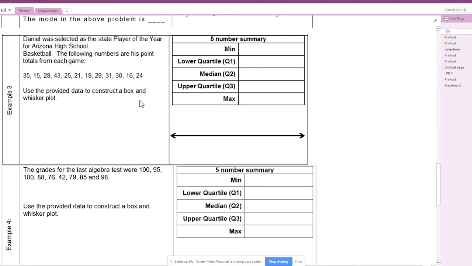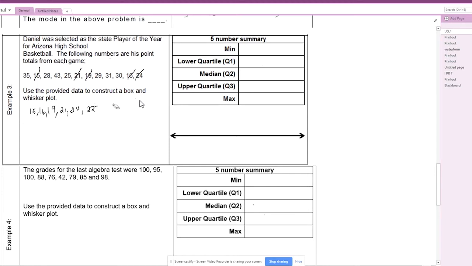So looking up here, looks like 15 is the least. We'll go up from there, 15 and then 16 and then 19. That takes care of that. And then after that, we got 21 and then 24. Oops, I missed 25. So 25 and then 28.